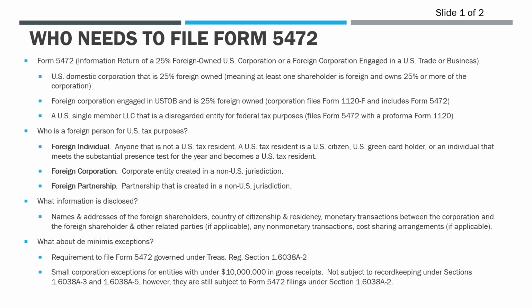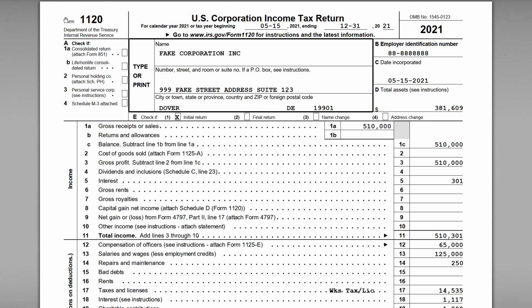Okay, for this video, I wanted to cover Form 5472 filings for domestic corporations. So I've got two slides in front of us here with some background info and then the fact pattern we'll be looking at. And then I've also got a sample 1120 here. This is a U.S. corporate tax return, and it's going to have a 5472 included because we have foreign ownership.